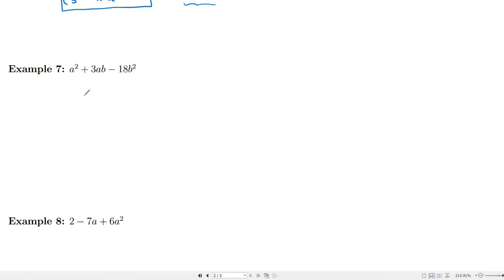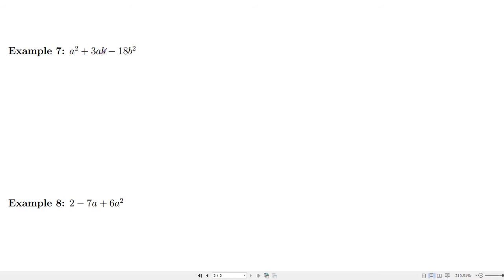Okay, now going on, we have a squared plus 3ab minus 18b squared. Well, in this expression, the coefficient of our leading term actually is a 1. So we could actually do this either way. We could do this the original method, which would be, we know that we're going to have an a and an a, and then plus c, and plus d.